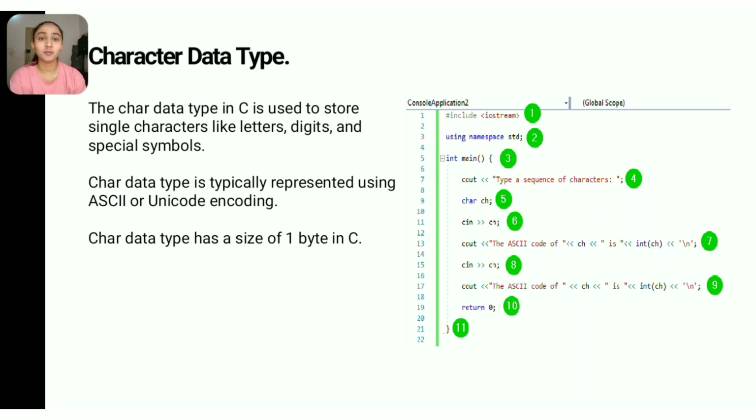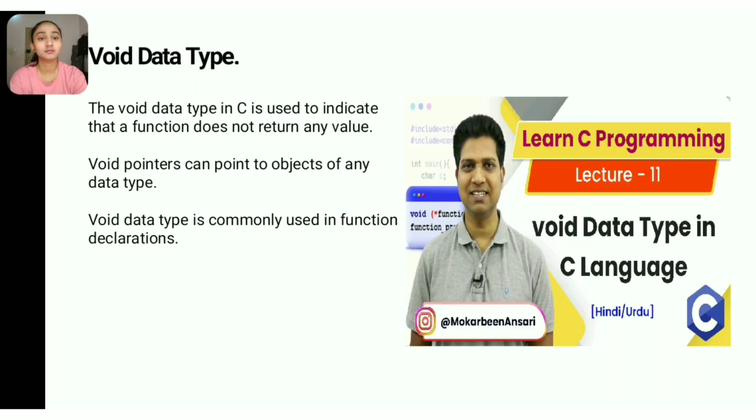Character data type. The char data type in C is used to store single characters like letters, digits, and special symbols. Char data type is typically represented using ASCII or Unicode encoding. Char data type has the size of 1 byte in C.